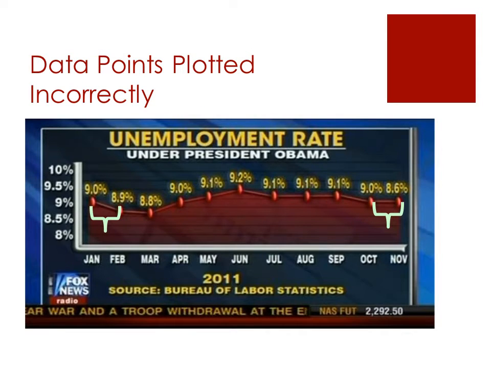All right, now, the last thing we're going to look at here is data points that are plotted incorrectly. Looking at this particular data production, we're looking at the unemployment rate. Notice on the left-hand side, the space between 9% and 8.9% drops off quite a bit. However, all the way over on the right-hand side, the space between 9 and 8.6% is in fact even.